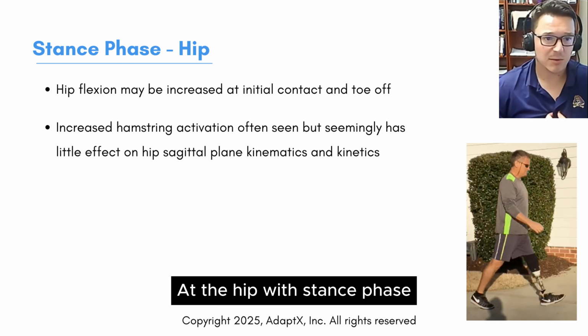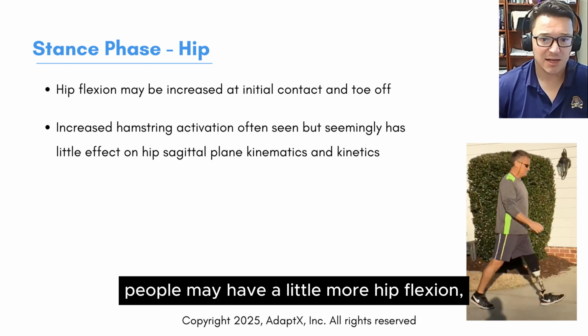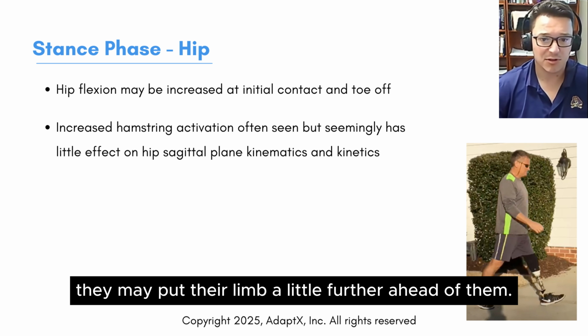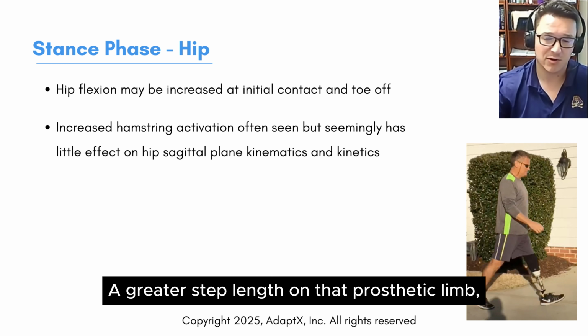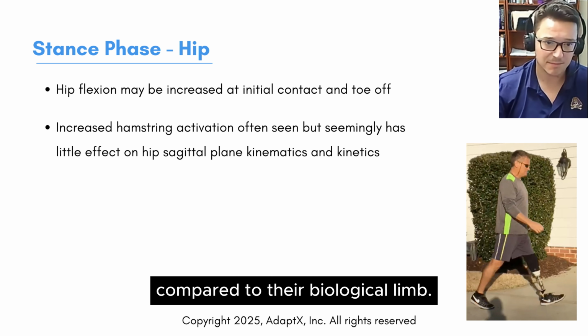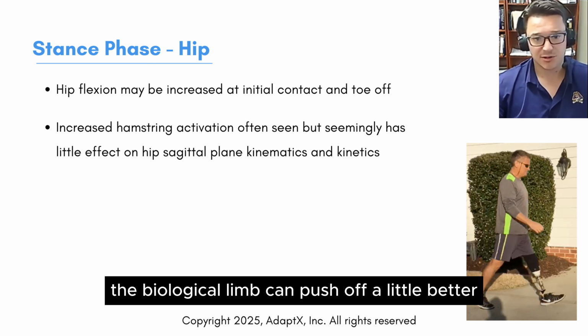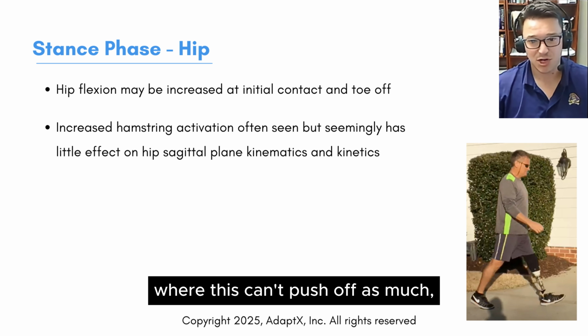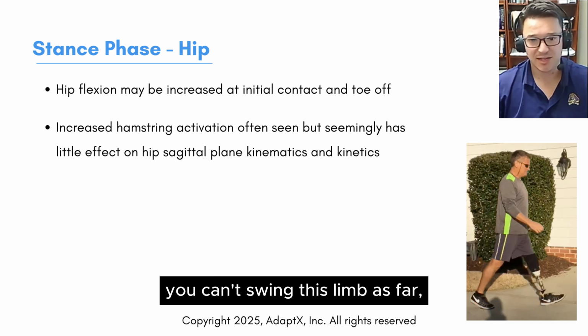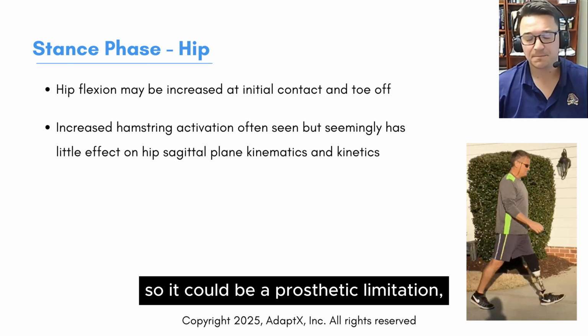At the hip, with stance phase, people may have a little more hip flexion, so they may put their limb a little further ahead of them, greater step length on that prosthetic limb as far as getting out there compared to their biological limb. This is potentially because the biological limb can push off a little better and get this limb a little further, where this can't push off as much. You can't swing this limb as far. So it could be a prosthetic limitation.